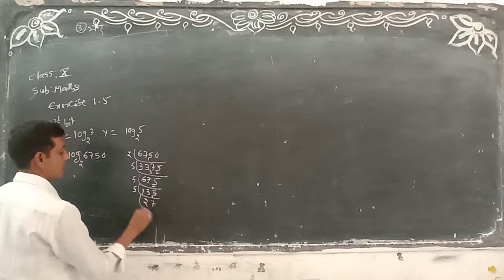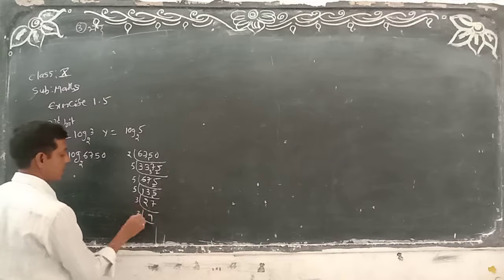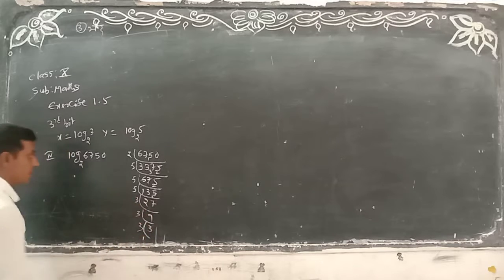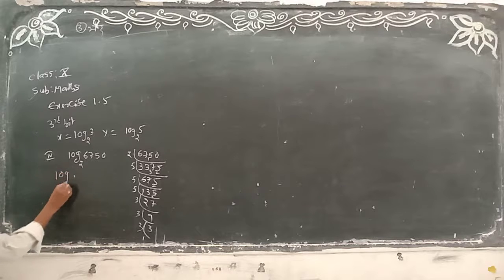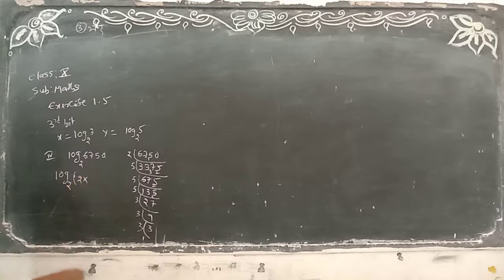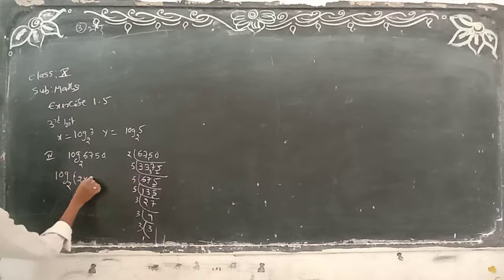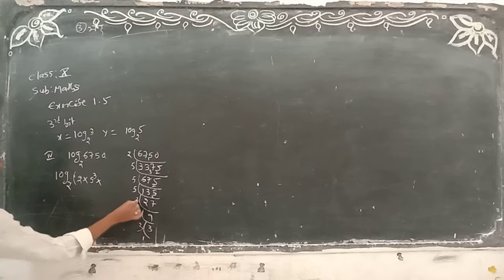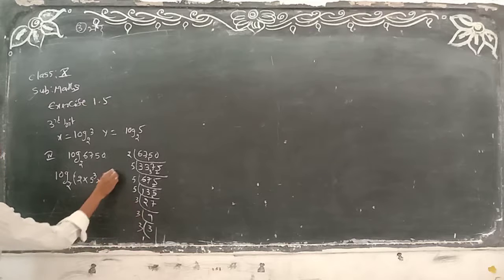How much? 5 × 7 is 35. 3 × 9 is 27... So whatever factors came, now write in the form: log base 2 of 6750 is equal to 2 into... how many 5s came? 1, 2, 3: 5 cube. How many 3 powers came? 1, 2, 3: 3 cube.